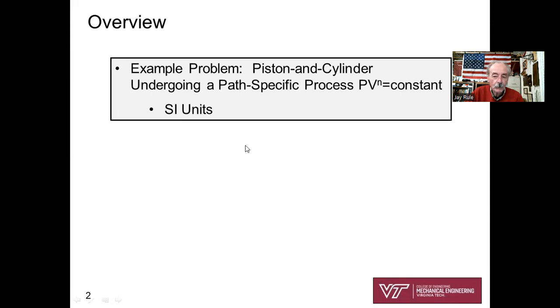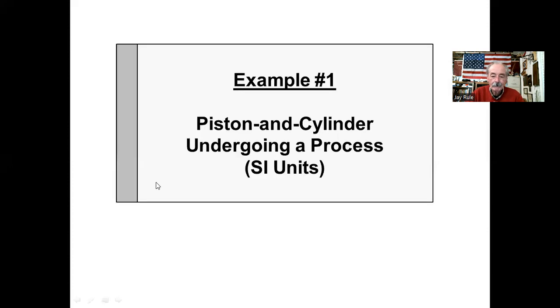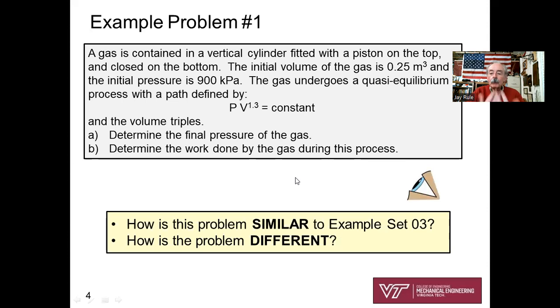And so we're going to do a piston and cylinder problem in which the gas inside the piston and cylinder undergoes a path-specific process called PV^n equals constant. And we're only going to do an SI units problem. So when you look at this problem, try to think about how is this problem similar to what we did in example set 3, and how is it different than example set 3?